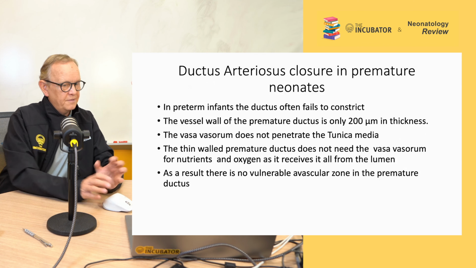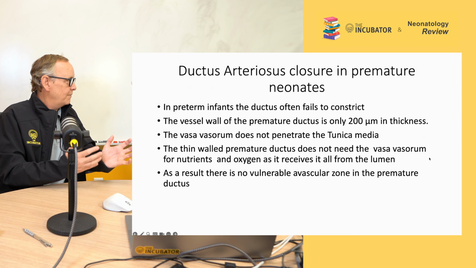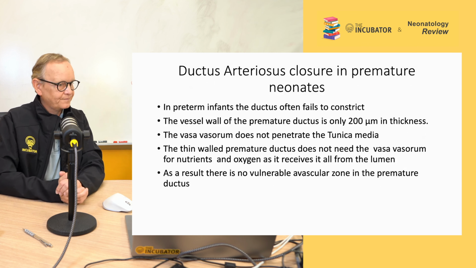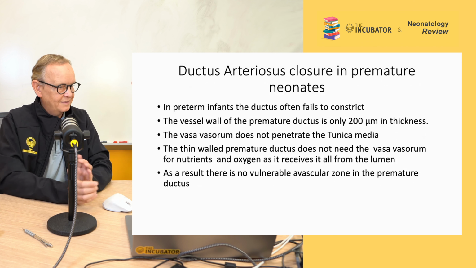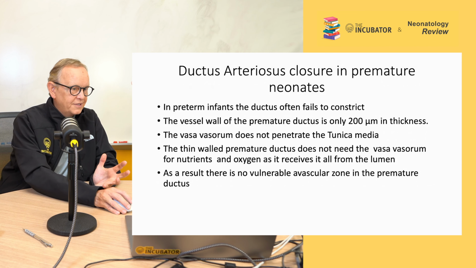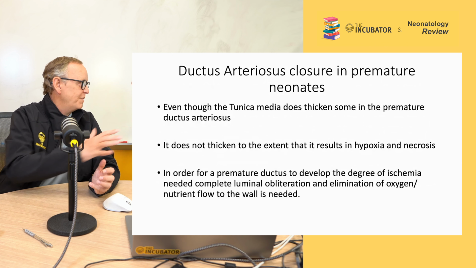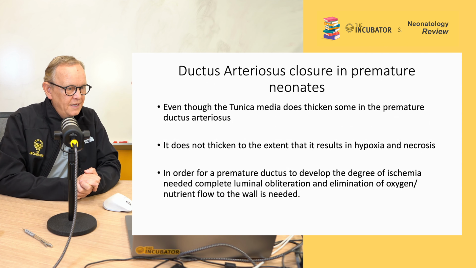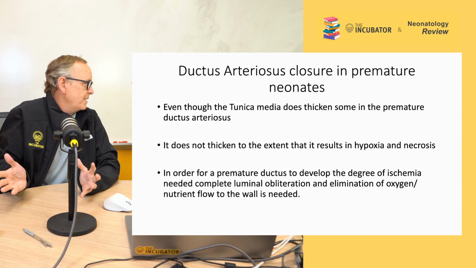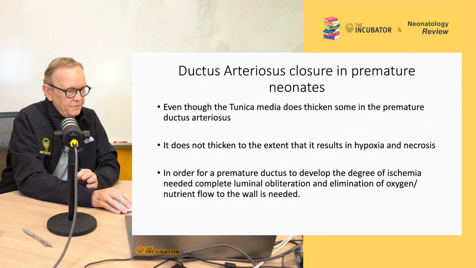That's one of the primary thoughts behind why. So you're saying that because the thickness is so reduced, there's really no watershed area, because it gets enough to sustain itself. Exactly. That's so interesting. Yeah. And since we talk about the ductus all the time, it's nice to know that this is part of the physiology, right? So it does not thicken to the extent that it could result in hypoxemia and necrosis of the tunica media.